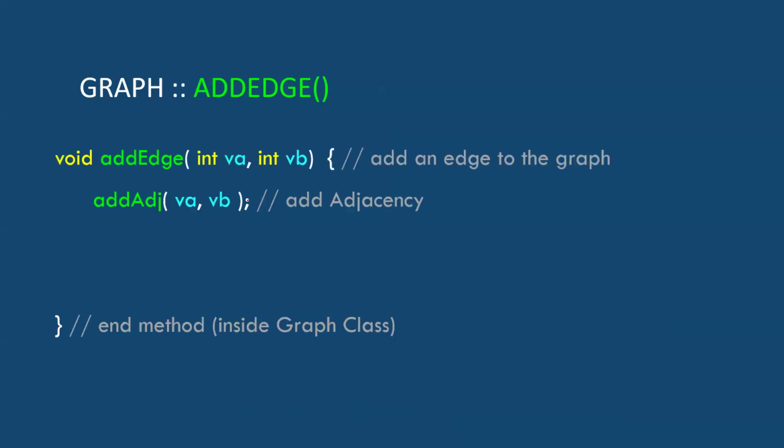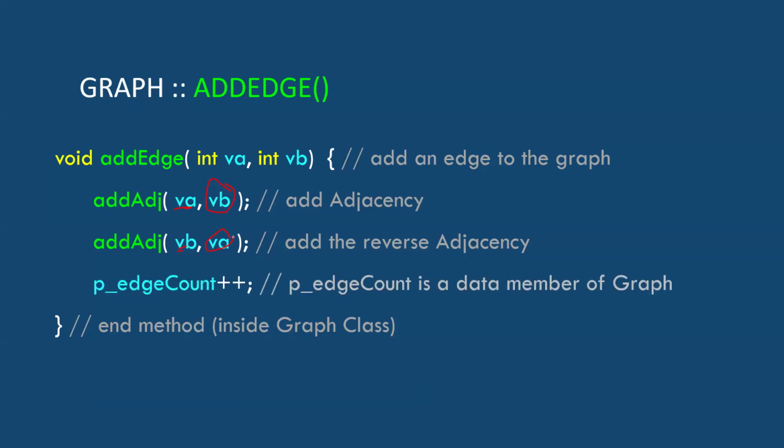Our add edge function is essentially adding the adjacency from A to B and the adjacency from B to A. Okay, so it's going to this position in the array and creating a node for VB. And then it's going to this position in the array and creating a node for VA, whatever that integer value is. So that's really all we're doing when we actually do that. And then we increment our edge count, right? Because we just added 1 edge, 2 adjacencies. Okay. And remember, we're currently in an undirected graph, so we need both of those adjacencies.